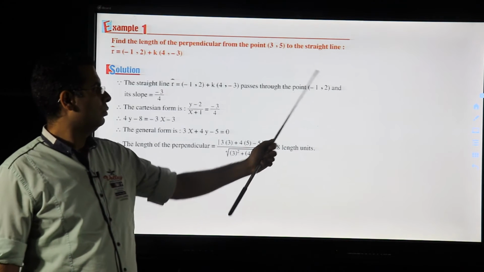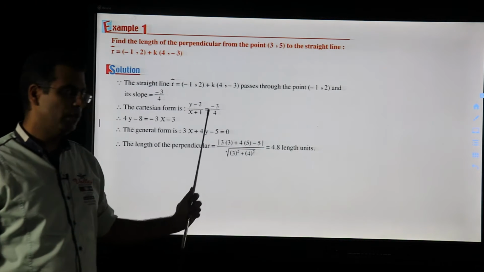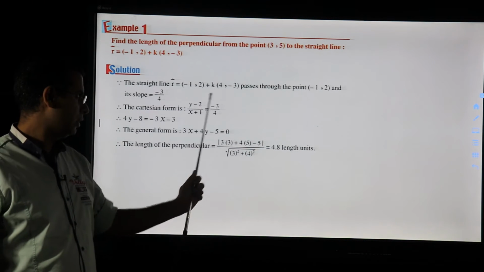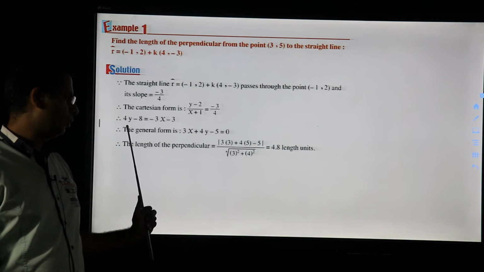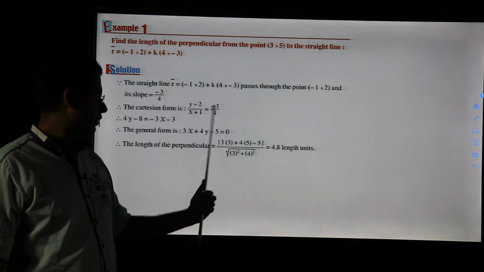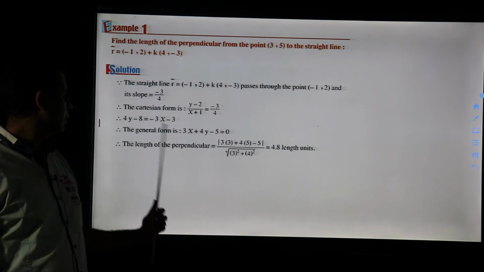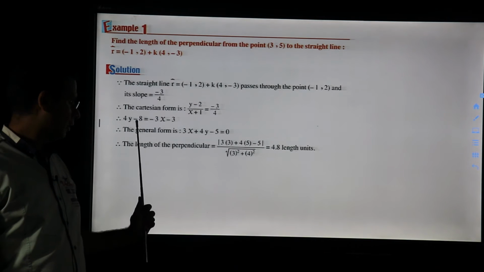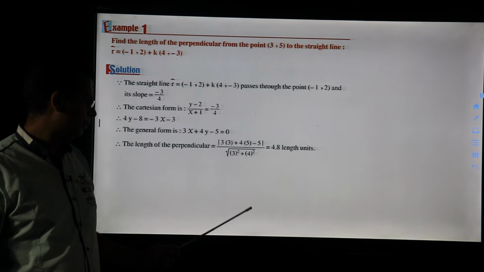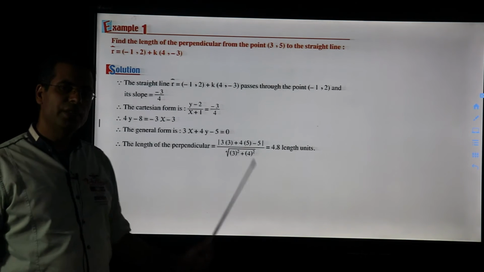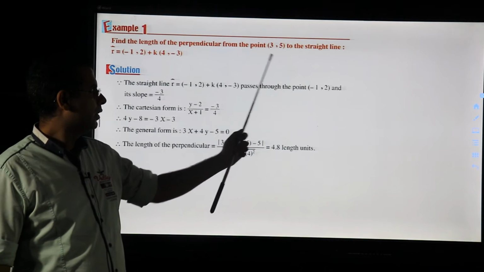First, I have the point (-1, 2) and the slope will be -3/4. Of course, you know the equation: (y - y1)/(x - x1) = slope. Cross multiplication: 4 times y, 4 times -2 gives 4y - 8, and -3 times x, -3 times 1 gives -3x - 3. So -3x comes here as positive 3x, so 3x + 4y, and -3 comes here as positive, negative 8 plus 3, which is -5. Then we have the Cartesian equation, 3x + 4y - 5 = 10, and we have a point (3, 5).